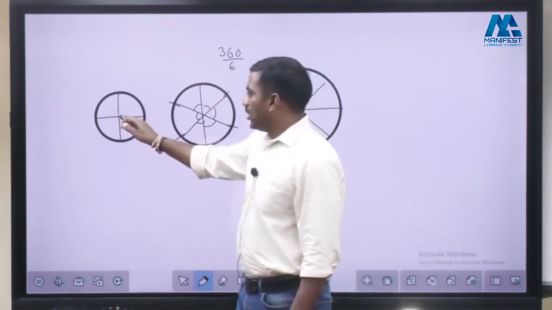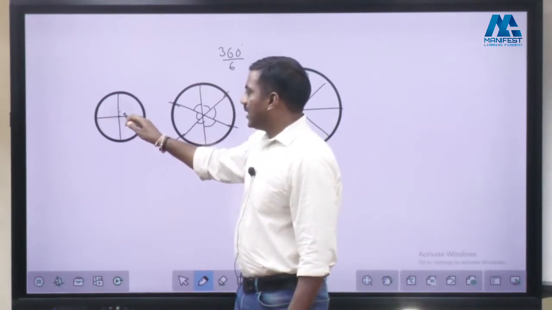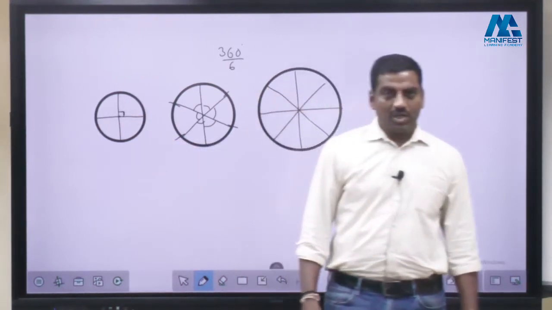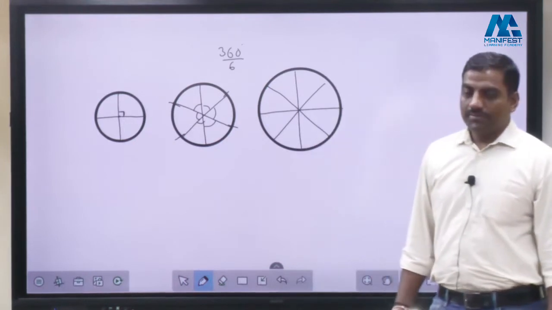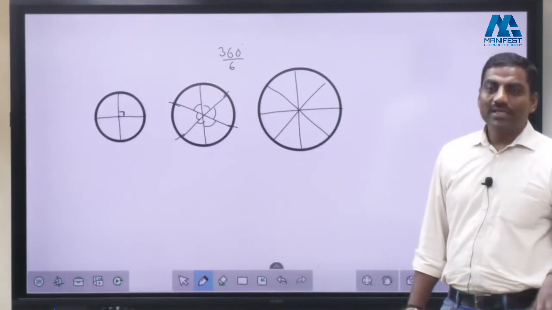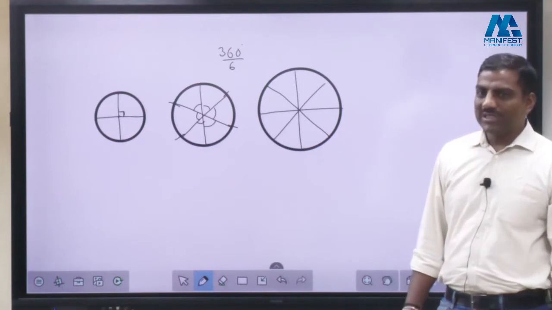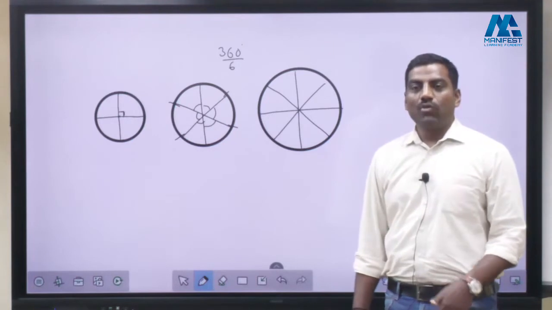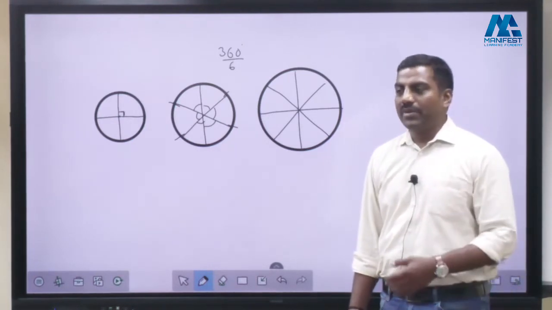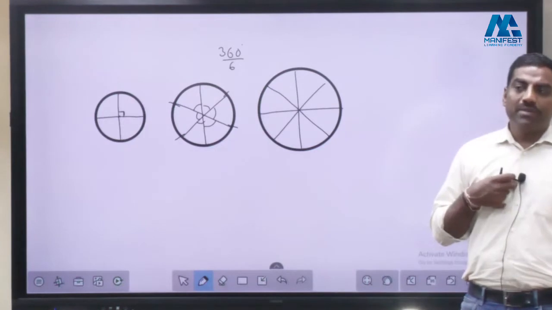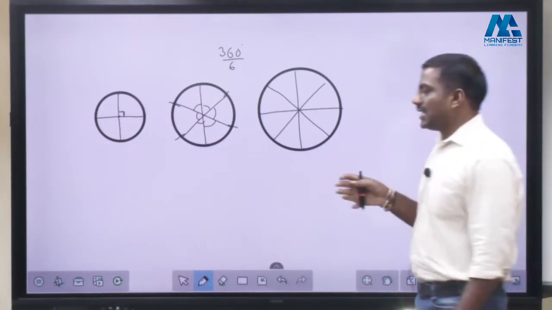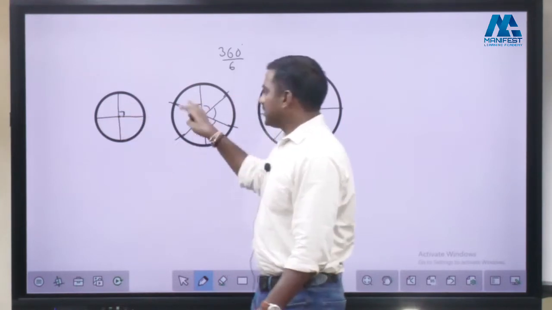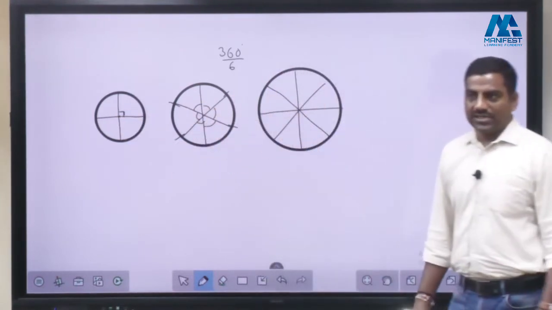So this angle that we get at the center is called the angle subtended at the center. Subtended, not prescribed or subscribed. In clocks, the angle we got is formed by the hour hand and minute hand. And these are sectors of a circle. These are 4 sectors, here 6 sectors, and here 8 sectors.